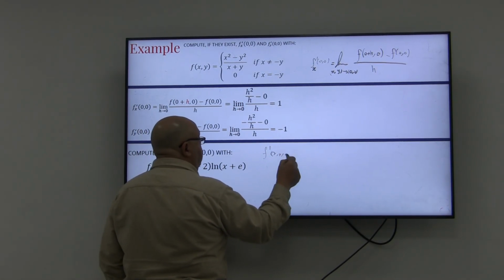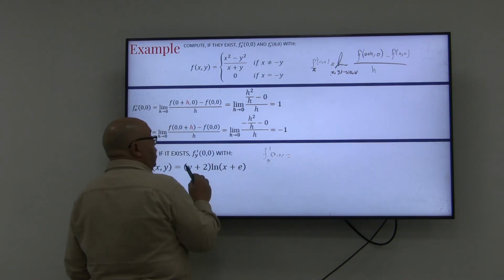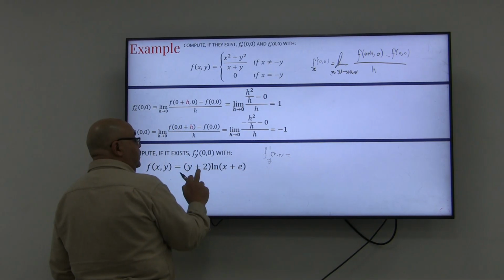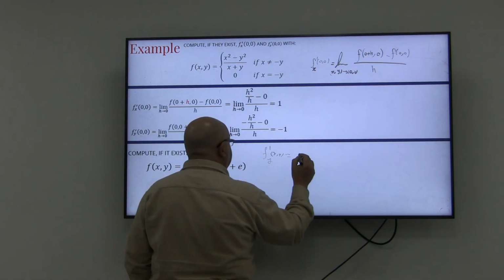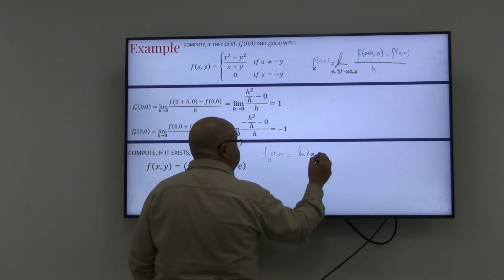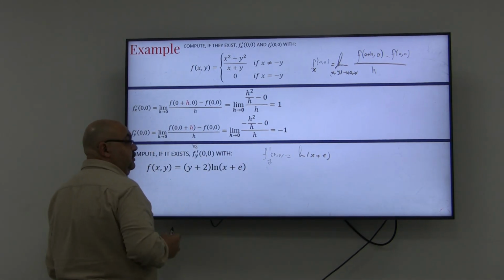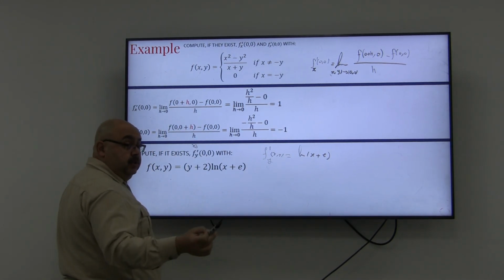So once more, Muhammad, if I want to differentiate, simply it's going to be f dash of x and y with respect to y. So I'm differentiating this part, which is going to be 1 times ln of x plus e. But I want the first derivative at the origin. So substitute.